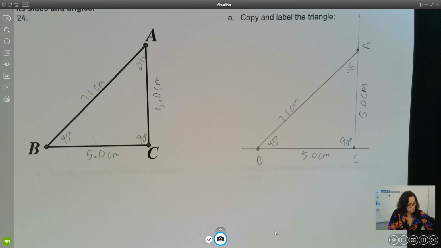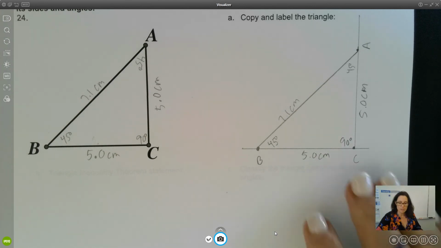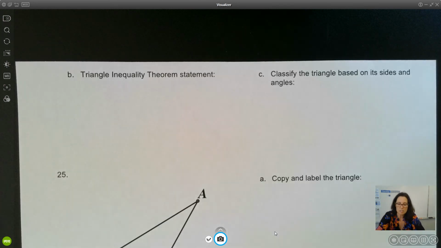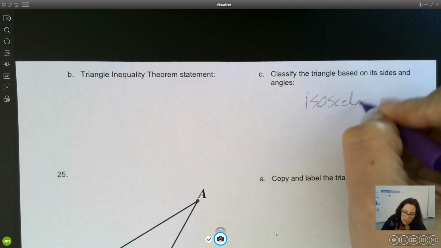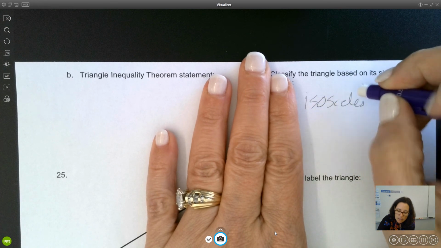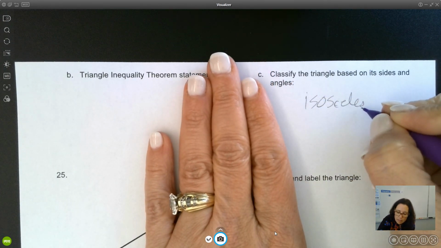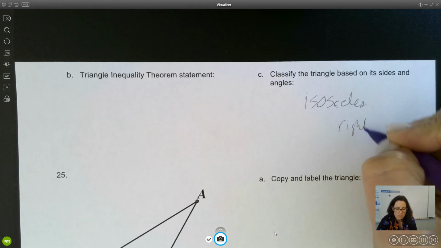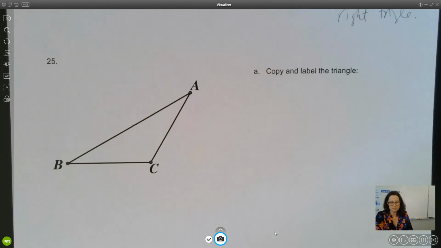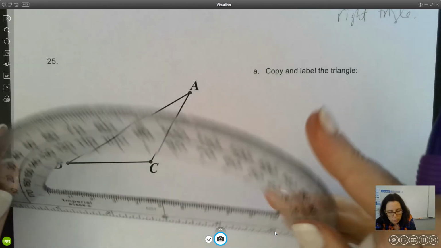Okay, let's go to the next. Oh, we need to classify these. On the next page, it says to do the triangle inequality theorem. We'll come back and do that after we do the second part of this, but this is an isosceles right. Isosceles. Oh, I spelled it right. Isosceles right triangle. All right, we're going to do the same thing. Copy and label this guy. We're going to skip B and we'll answer C. We'll come back to B after we do part 2.